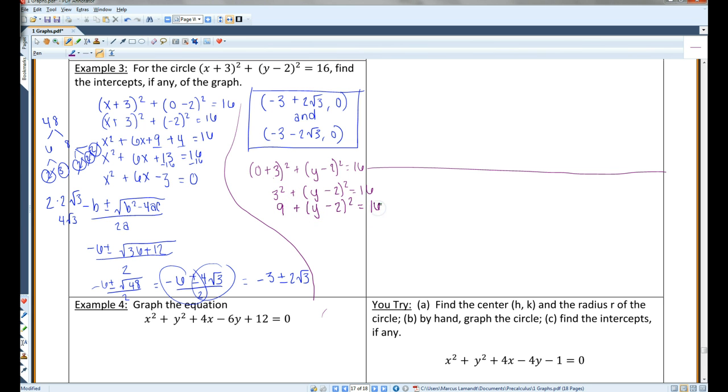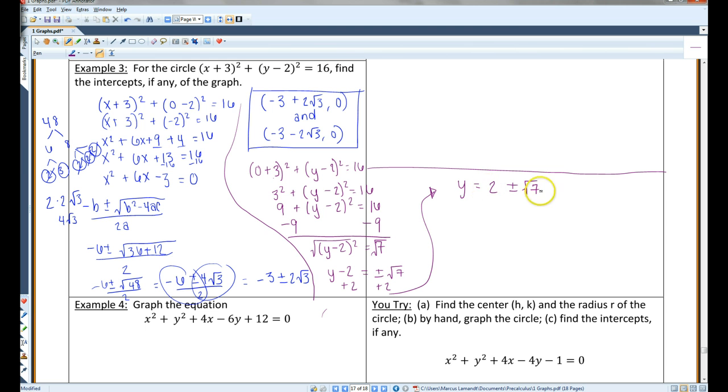If you guys remember completing the square, this is actually already set up very nicely for you to complete the square. I'm going to subtract 9 from both sides. 16 minus 9 is 7. I'm going to take the square root, so y minus 2 equals plus or minus root 7, and then I can add 2 to both sides, which will give me y equals 2 plus or minus root 7.